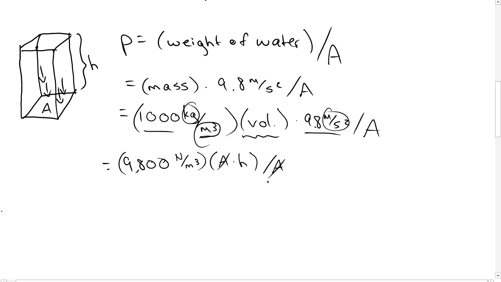That's how pressure works. It doesn't actually depend on the area, because it's the force per unit area. So in the end, pressure is 9,800 newtons per meter cubed, the weight per unit volume of water, times the height, or the depth of the water. H is the depth of the water here, or the depth of the plate, really. That is a really good thing to know. If you want to do this in standard units, you can.